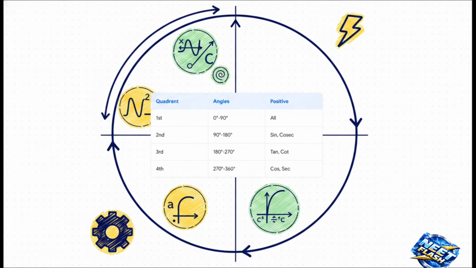In the first quadrant, from 0 to 90 degrees, all functions are positive. Moving to the second quadrant, up to 180 degrees, only sine and its reverse, cosecant, are positive. In the third quadrant, up to 270 degrees, only tangent and cotangent are positive. And finally, in the fourth quadrant, up to 360 degrees, only cosine and secant are positive.